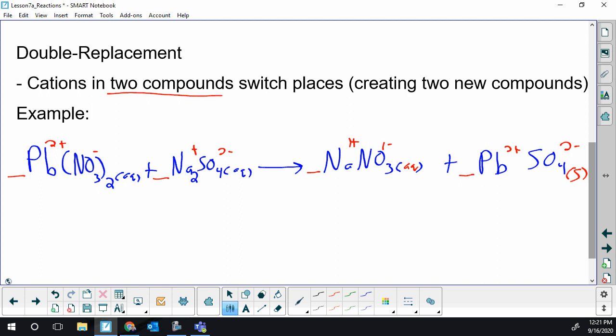Okay. Balance this before I move on. Again, with these ion switching, we can count things in groups. We've got a sulfate and sulfate.